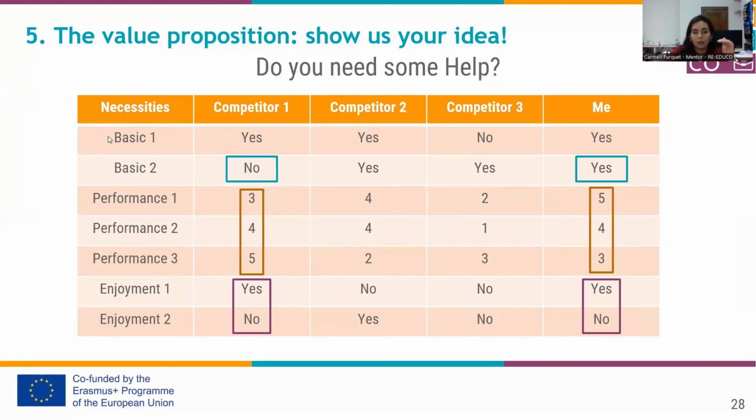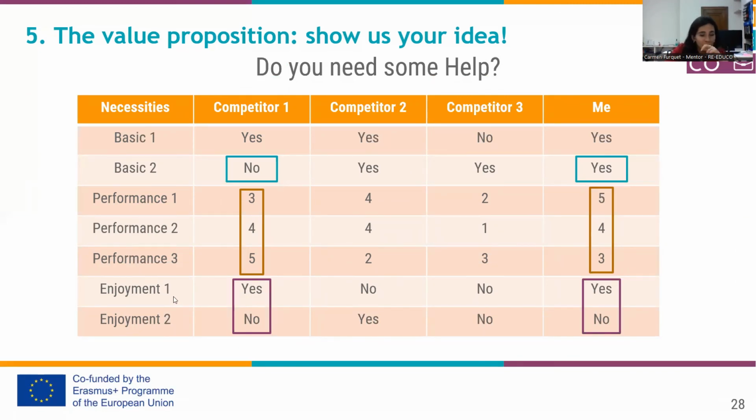We have ranked 2 basic necessities, 3 performance necessities and 2 engagement necessities. The basic necessities could or could not be met, as we can see here. The performance necessities have a rank from 1 to 5. So you have to put this score on the different necessities according to the different solutions that you have identified. And then the enjoyment necessities could or could not be present in your solutions.